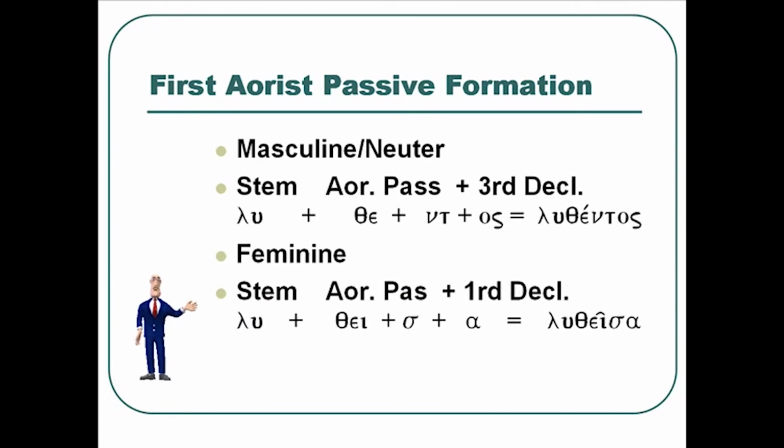The feminine is formed with the root stem, lu, from luo. The aorist passive insert is theta epsilon iota sigma, and then you have the first declension endings, the alpha. So it's lutheisa for the feminine nominative aorist participle with the passive voice.